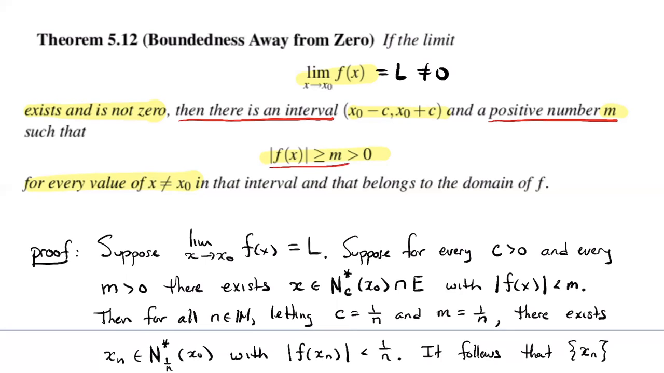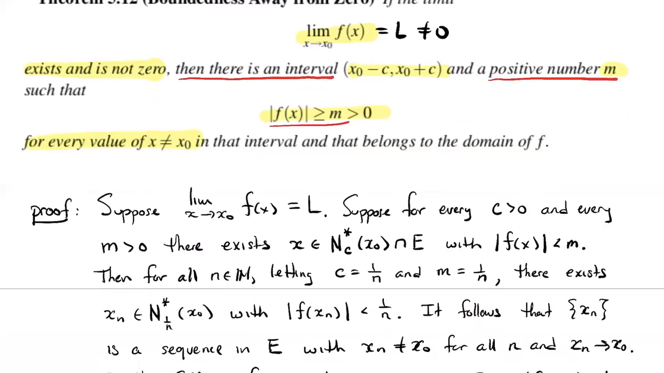So my proof is going to say, well, suppose not. Suppose that this limit exists and is equal to L, but suppose for every c and every positive m, I can always find something in the deleted c neighborhood of x naught and in E whose function value is less than m in absolute value. Okay, so I'm just negating the conclusion of the theorem there.